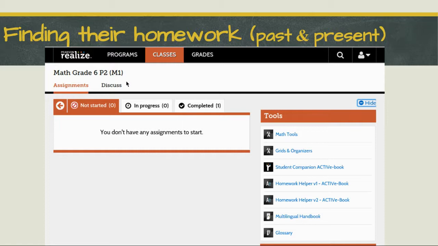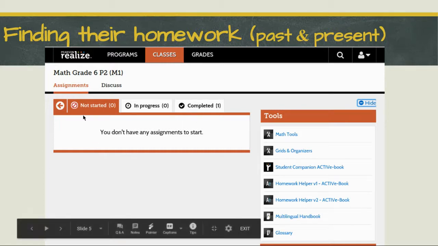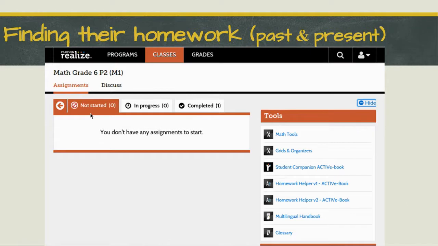When students access the classes section, they will see 3 tabs. Not yet started means that it is an assignment that I have assigned, but your child has not started it yet, likely because I just assigned it that day. In progress means that they started and opened the assignment, but they have not completed it.